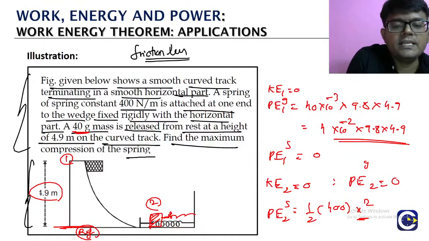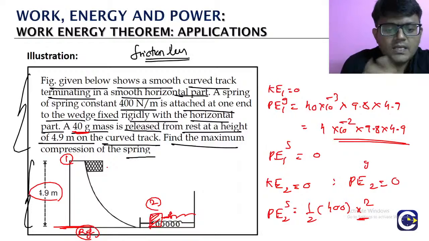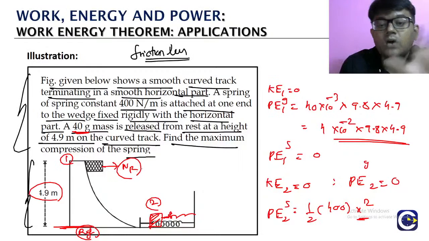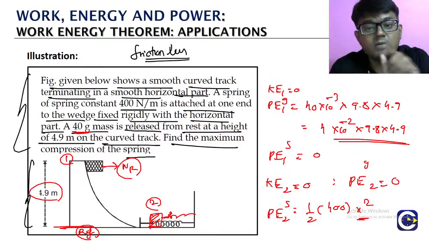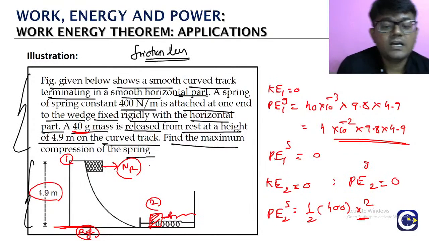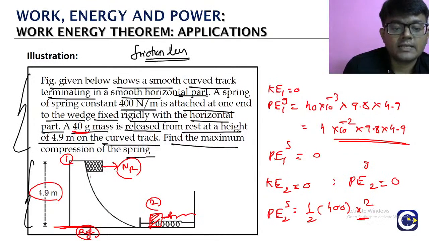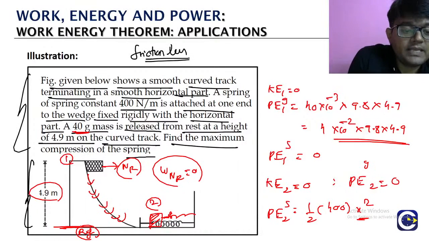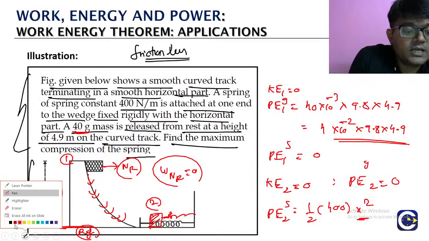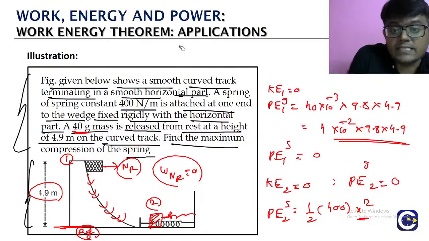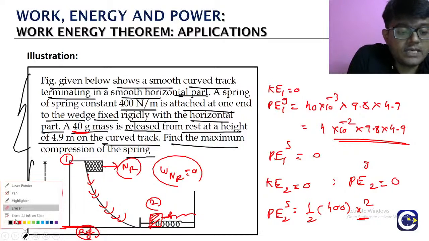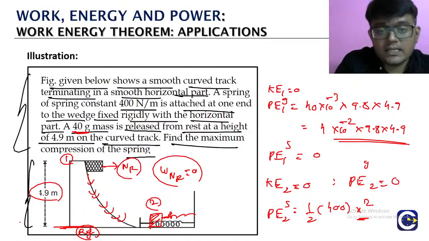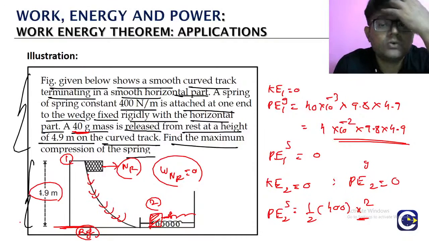Here there is no friction anyway. Other than gravity, there will be only the normal reaction on that block. Remember, the normal reaction is a force perpendicular to the contact plane, and the block is moving along the contact plane. So the work done by the normal reaction is 0. Here also we can apply the condition of conservation of total mechanical energy, because the work done by external forces and non-conservative forces is 0.